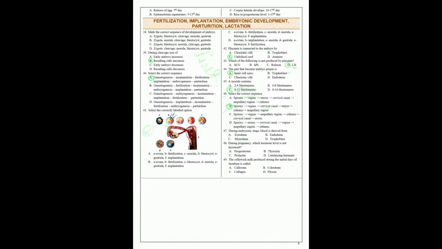All right, B. During embryonic stage, blood is derived from mesoderm, ectoderm, endoderm, or trophoblast. You have to think. Okay, mesoderm.